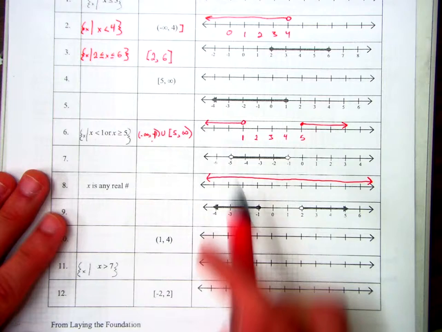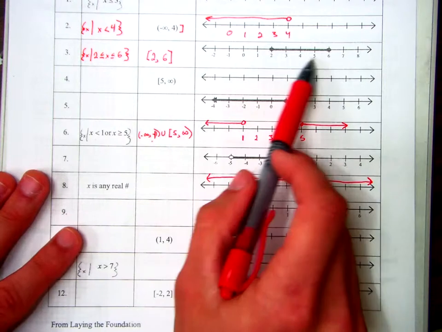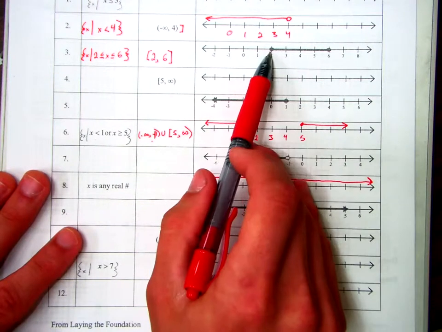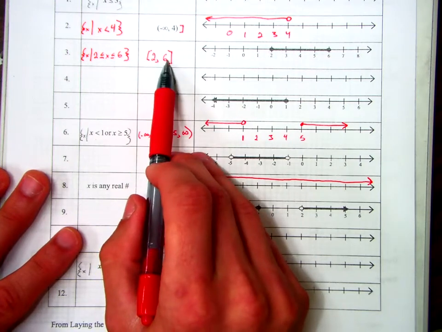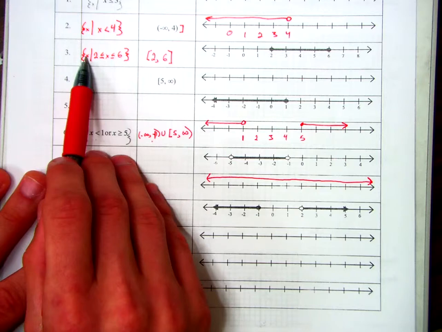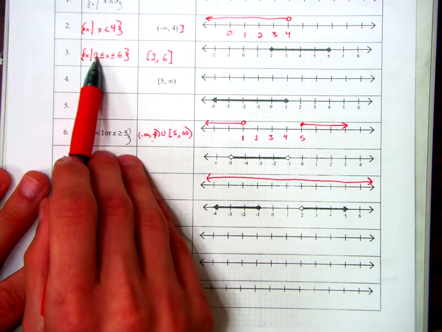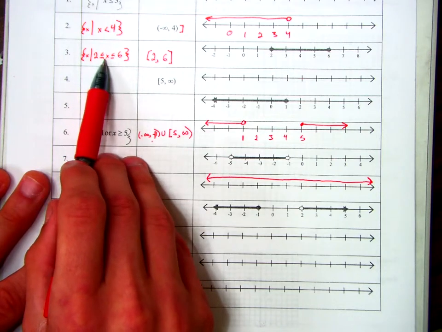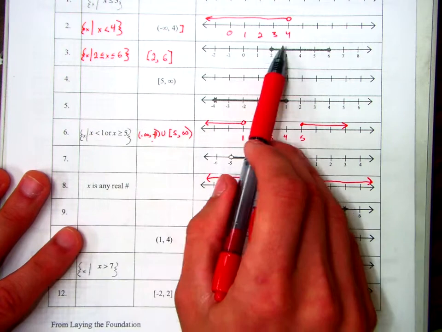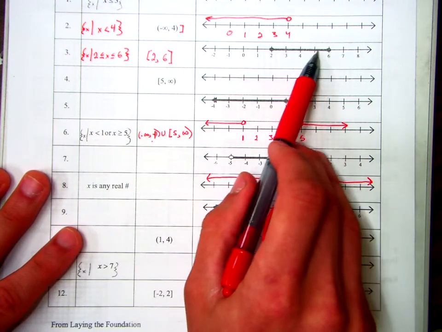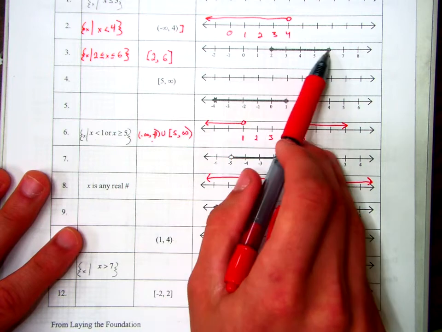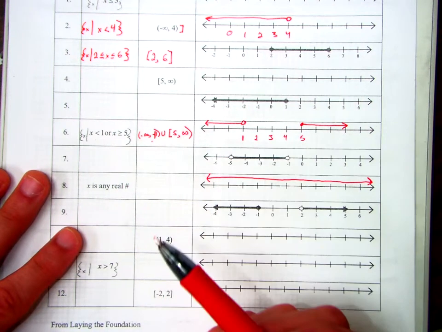Next, here's an interval from 2 to 6. Notice they are closed dots this time, so I've got brackets. Starts at 2, ends at 6. Set builder notation is the set of all x such that 2 is smaller than x and x is smaller than 6. So 2 is smaller than x. All my x's are to the right of 2, but all my x's are to the left of 6. So my x is between 2 and 6.